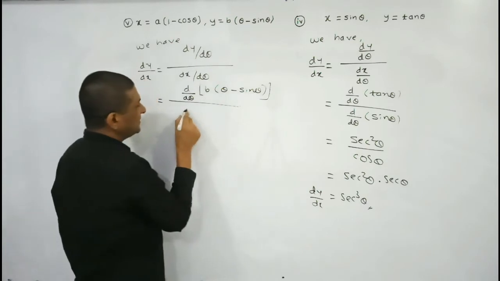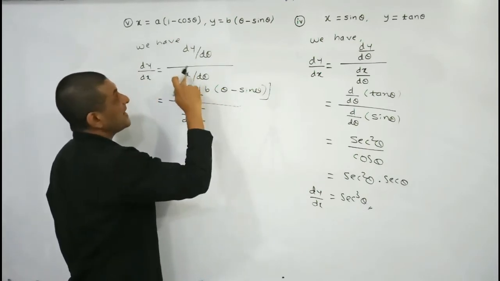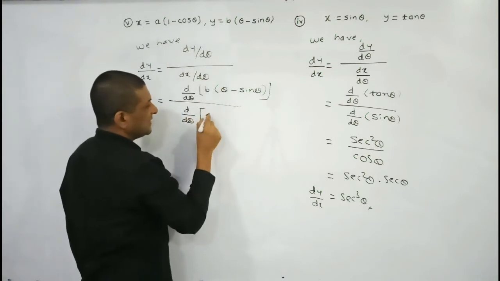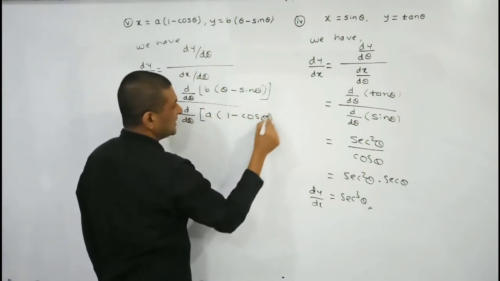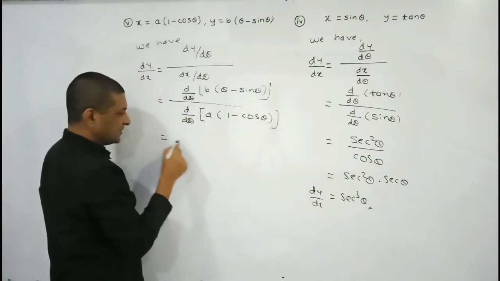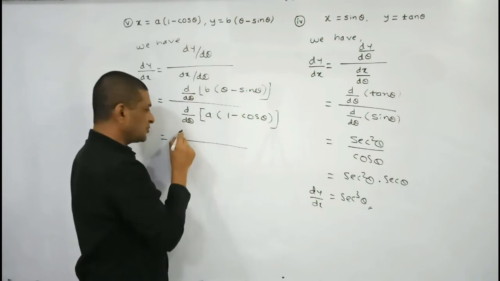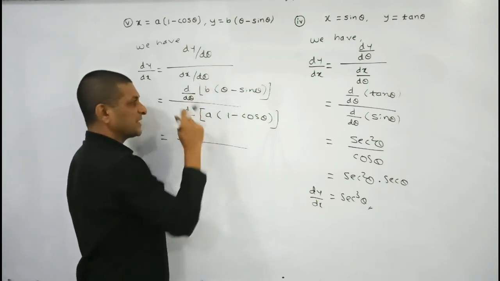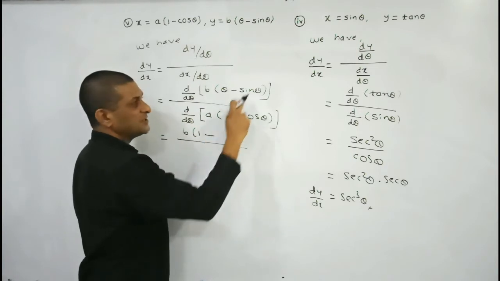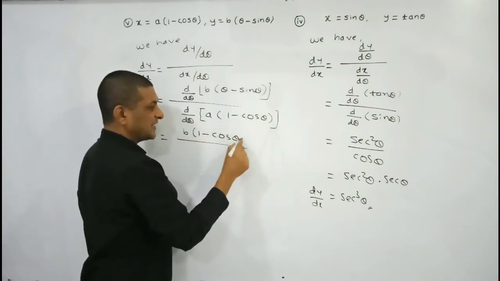Okay, and in the denominator, d by d theta, keep it as it is. Replace x by its value. What is the value of x? A into 1 minus cos theta. Okay, so which is equal to, now we are differentiating with respect to theta. B is a constant term, so keep it as it is. What is the derivative of theta with respect to theta? 1, and the derivative of sin theta will be equal to what? Cos theta.